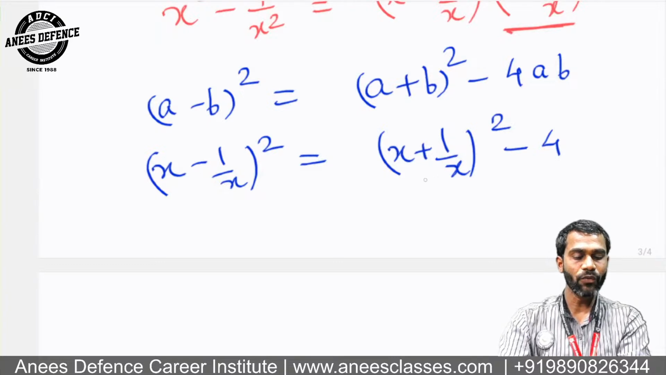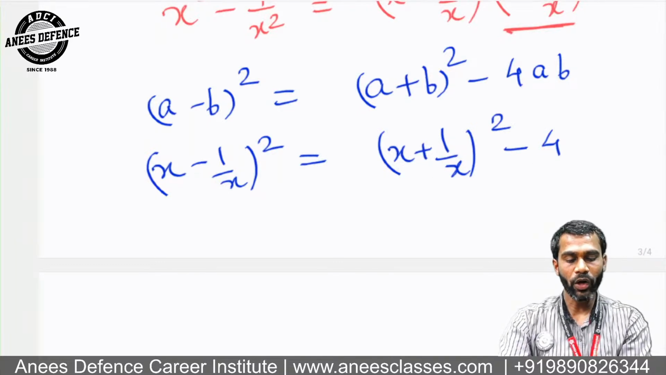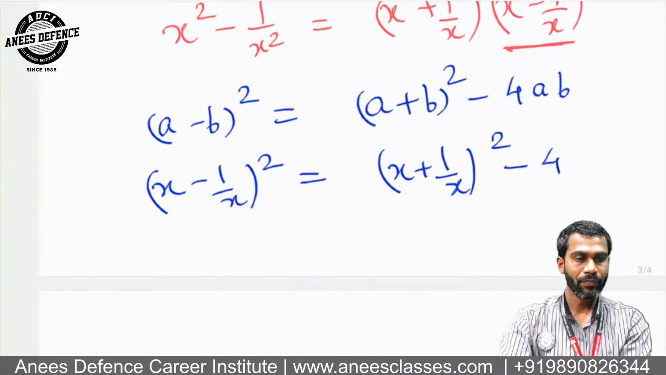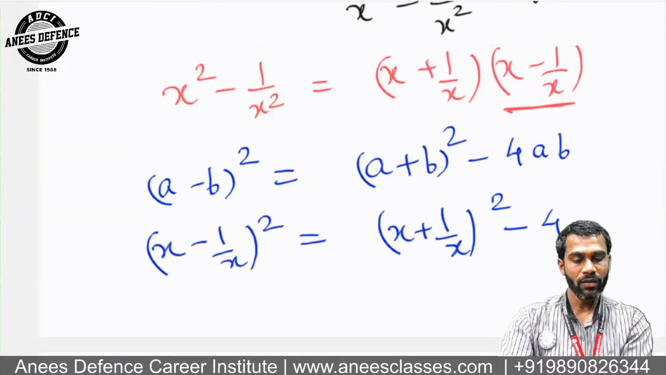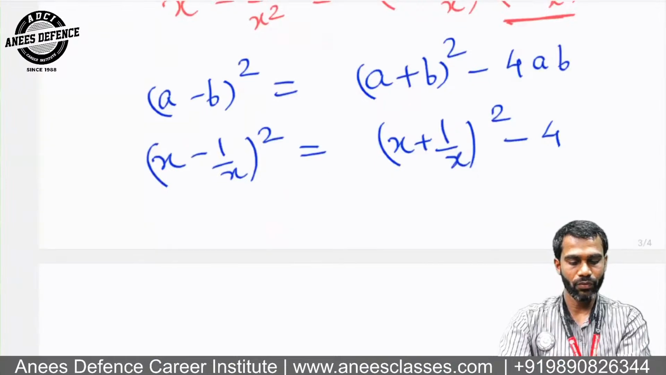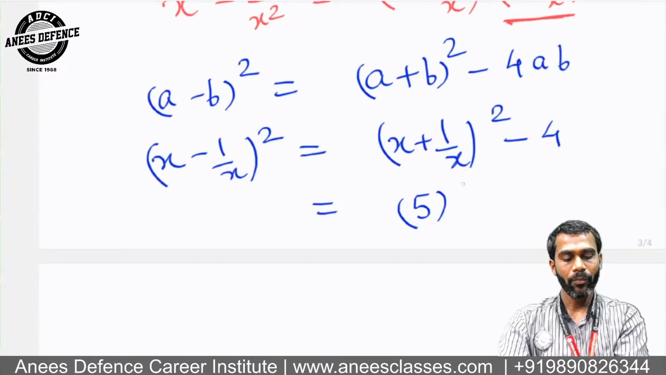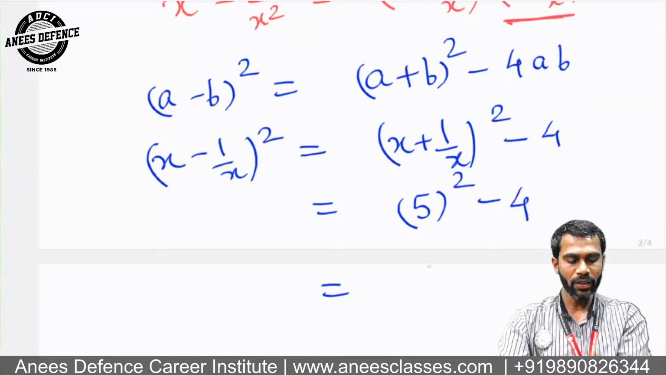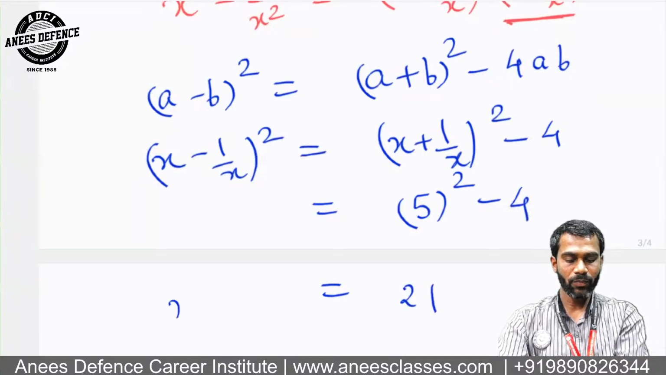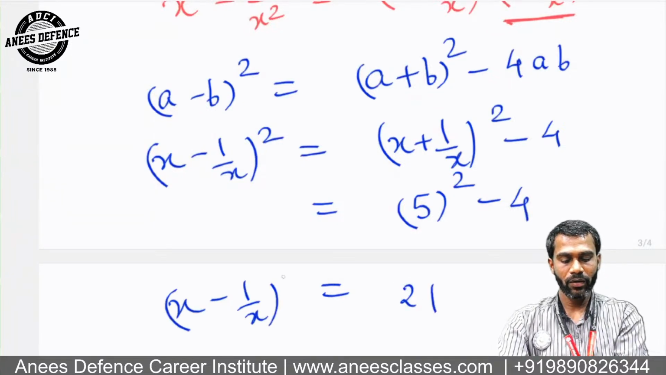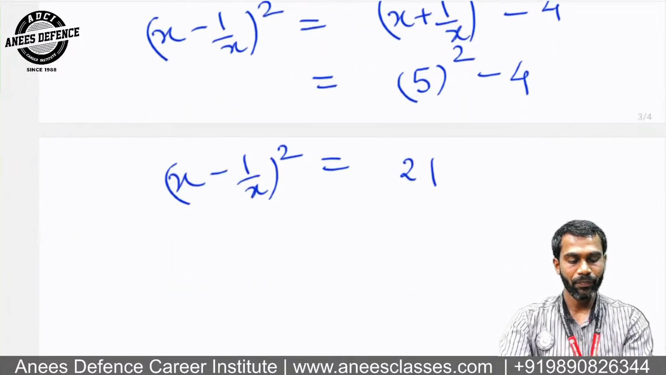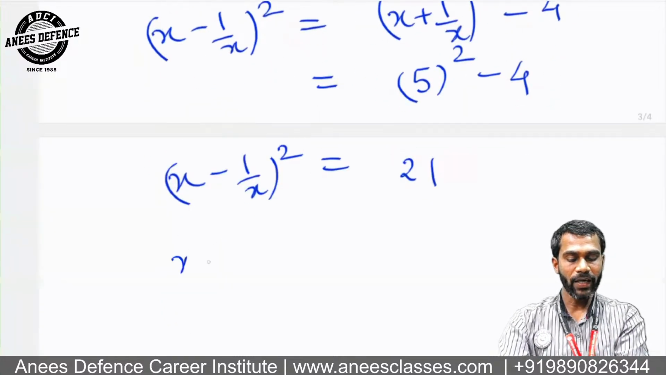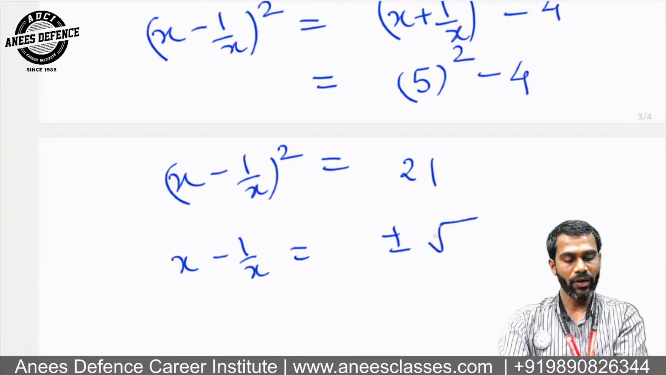Okay. Now x plus 1 by x whole square minus 4. Now what is x plus 1 by x? Tell me. What is x plus 1 by x here? 5. So it will be 5 square minus 4. Yes or no? So what is 5 square? 25. 25 minus 4 is 21. So x minus 1 by x whole square is equal to 21. Yes or no? So x minus 1 by x would be plus minus root 21, I can write.